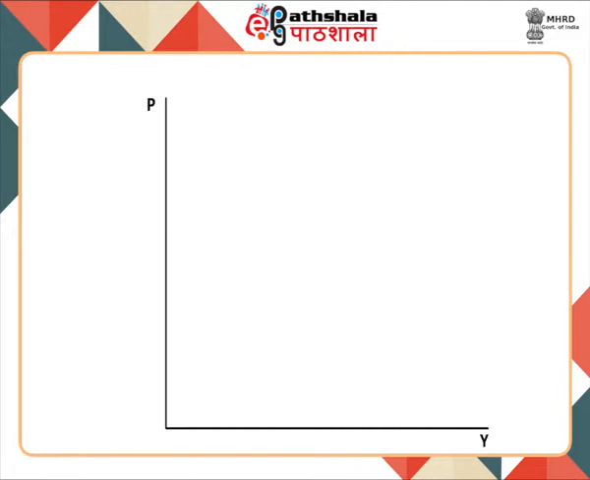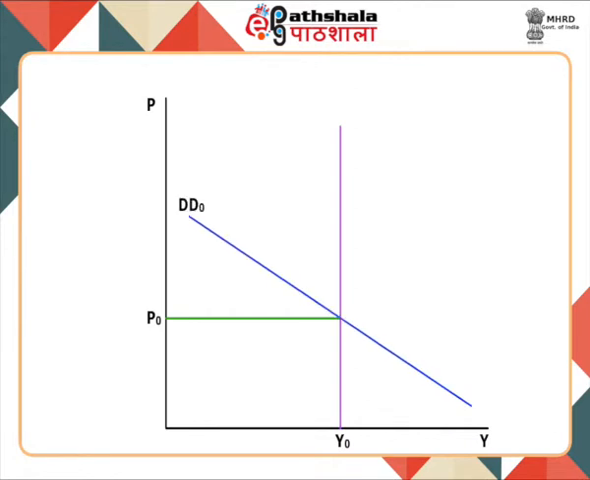Initially, the equilibrium level of output is Y0 with price level P0 at the intersection of aggregate demand curve DD0 and aggregate supply curve SS0. There is expectation of inflation in an economy, and the economy is operating at nearly full employment level. Due to the expectation of inflation, workers start claiming higher wage rate since due to inflation, their real wages would fall down.